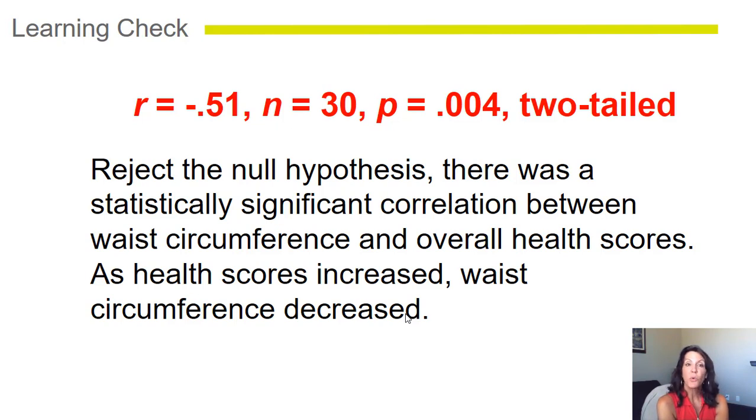As one score is higher, the other score is lower. So that means higher overall health scores are related to lower waist circumference measurements, and higher waist circumference measurements are related to lower overall health scores. It's a negative relationship. All right, in the next video, we're going to take this a little further.